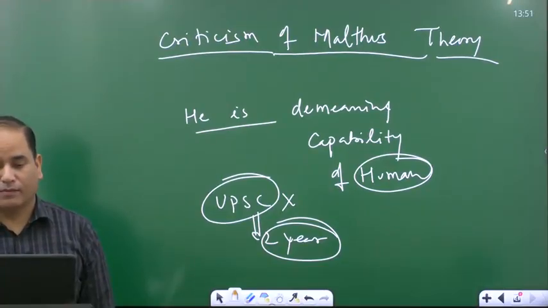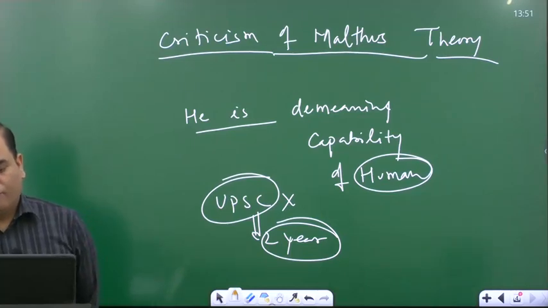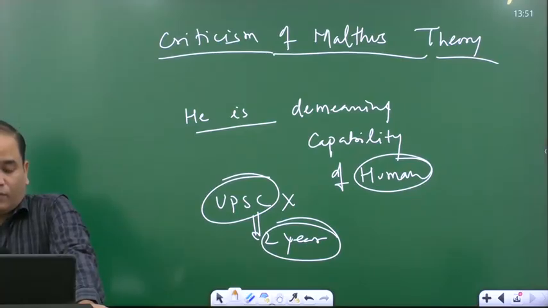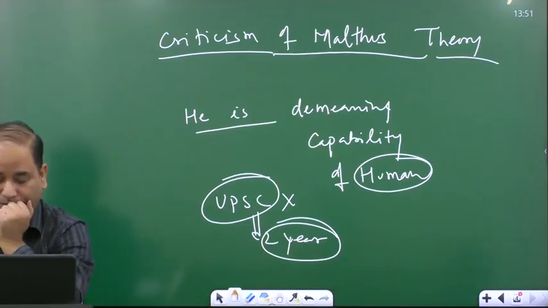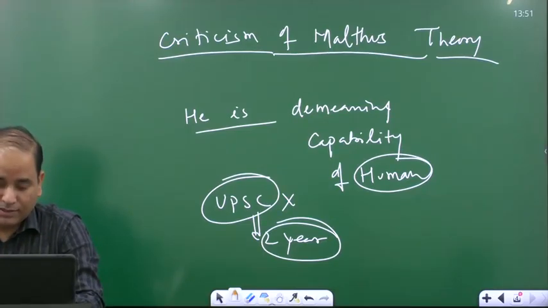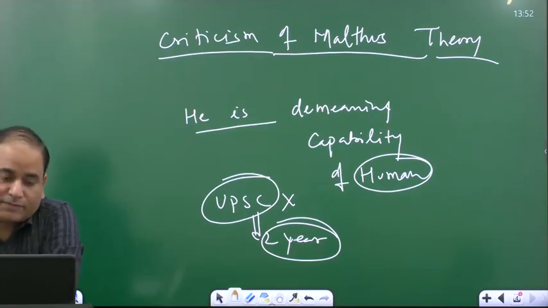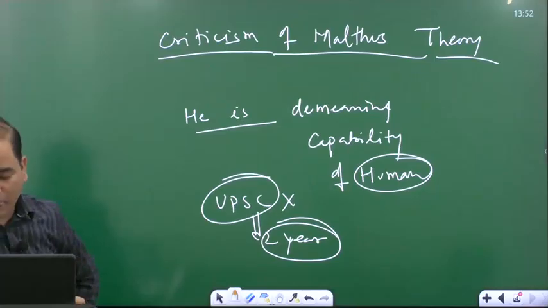Please write. Malthus's assumption of passion between the sexes has been criticized on the plea that the desire to have children is a social instinct, whereas desire for sex is a biological instinct.